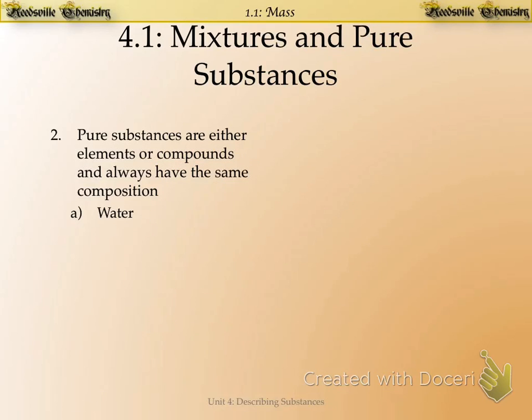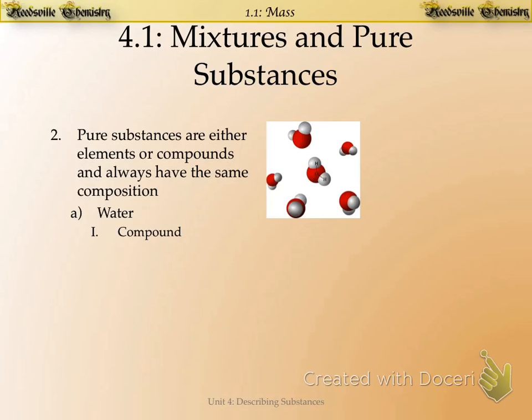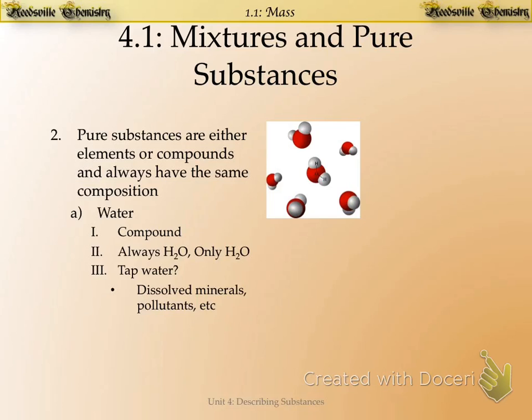Water is an example of a pure substance, not tap water, but pure water, so your distilled water. It's just a bunch of different molecules of H2O that are all brought together. We can call it a compound as well because it has two different types of atoms. So it's always H2O, it is only H2O. Again, tap water is not a pure substance. It has dissolved minerals, there are pollutants inside of it, so we would call tap water a mixture.